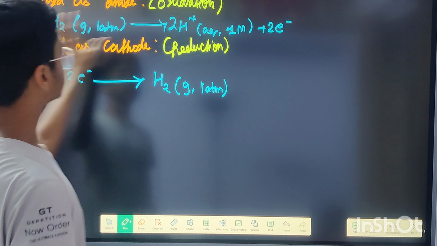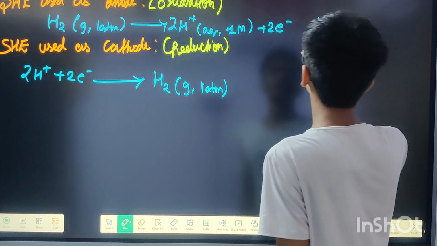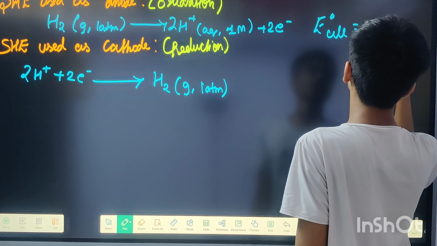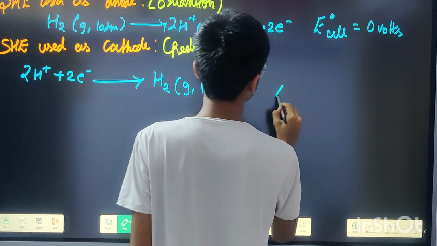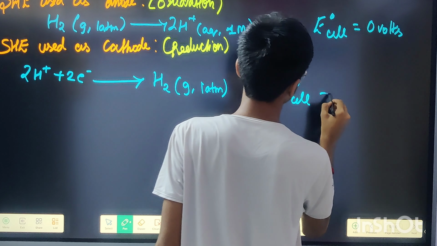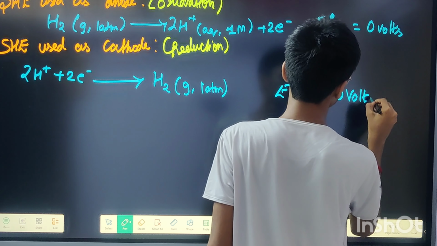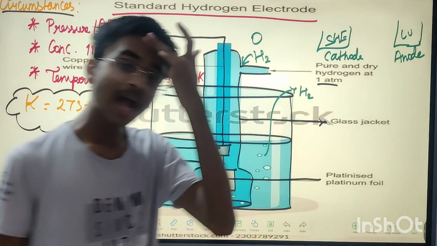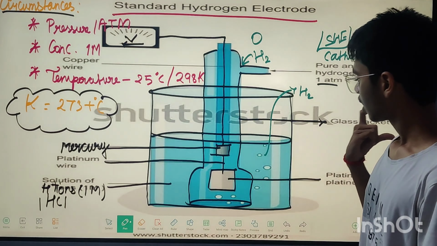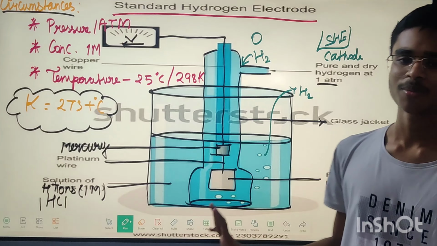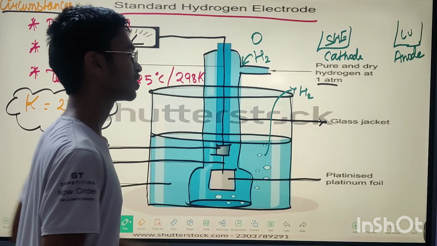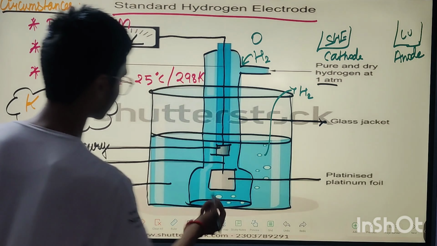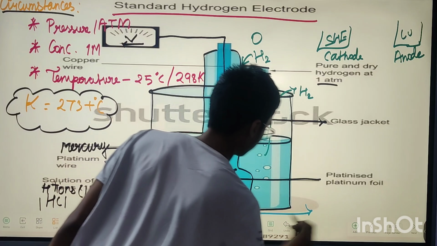So here, if you check, the E0 cell value is 0 volts. Here also the E0 cell value is 0 volts. The platinum over here doesn't do any job. Hydrogen comes in as hydrogen and leaves as hydrogen. That's it. So platinum does not do any job, and this electrode is known as an inert electrode.